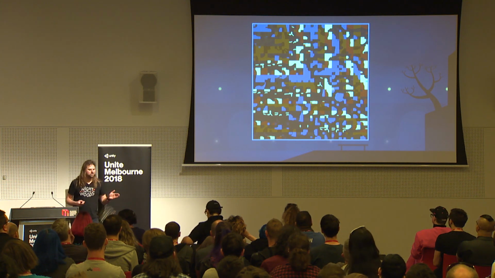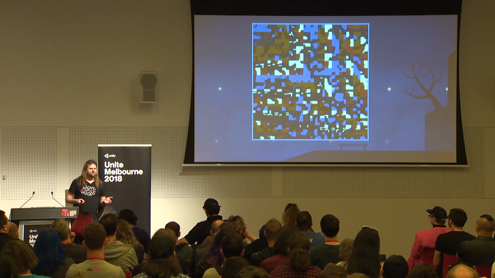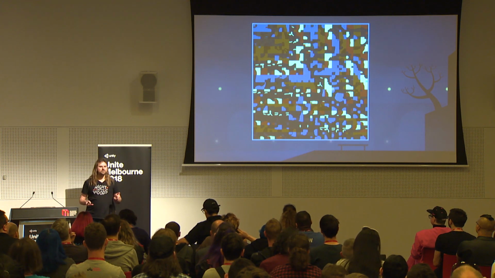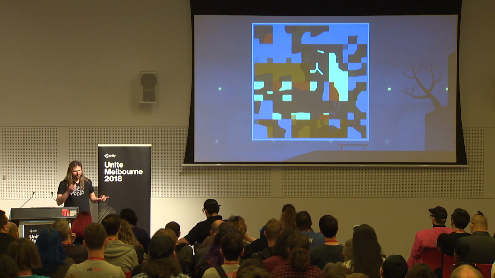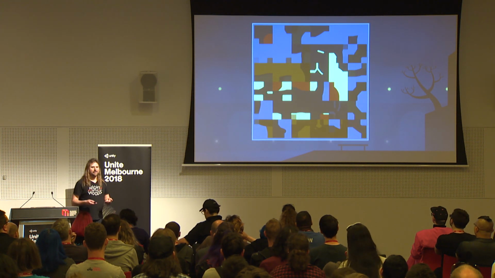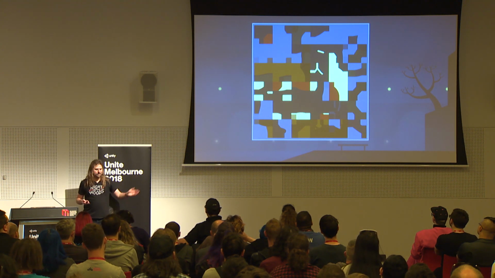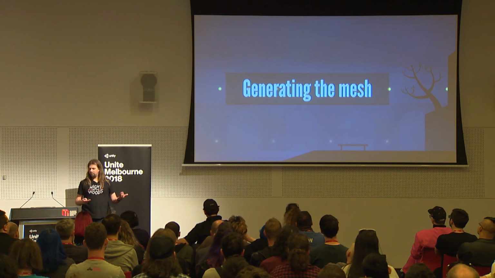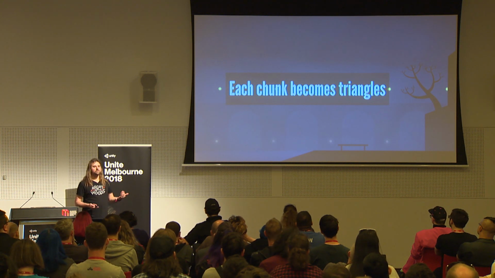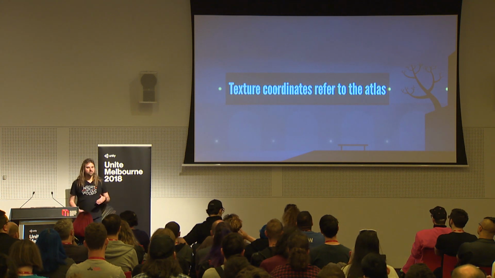That's why our workaround is to just add padding around each chunk, which reduces the amount of usable atlas space, but it's, again, an acceptable trade-off. So padding is required, and to zoom in a little bit, you can see I've exaggerated the padding here. This is way more padding than we actually use, but it gives you an example of what's required here. We then can generate our mesh. So each chunk becomes a pair of triangles, because it's just a square, and we encode the texture coordinates.